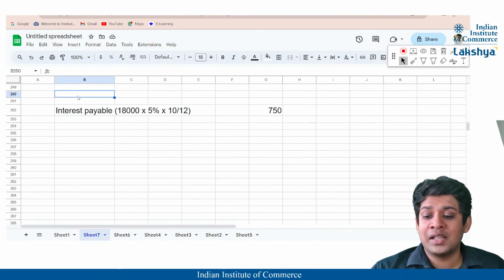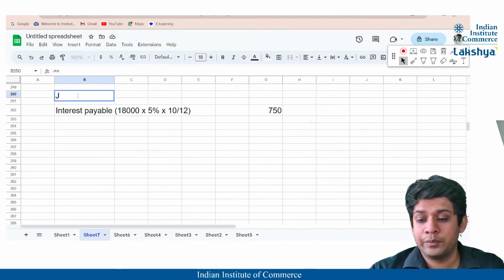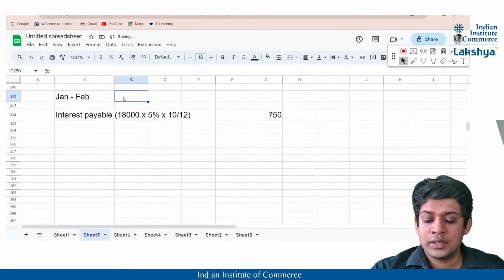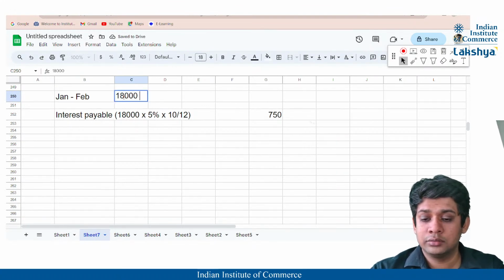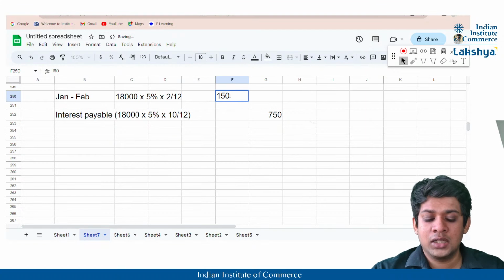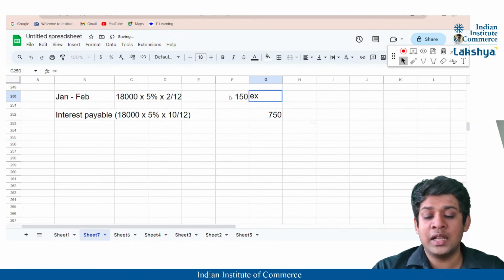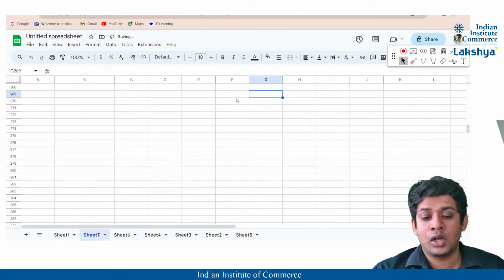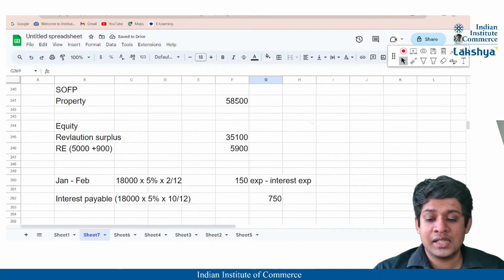Correct? For the first 2 months, that is for January and February, the interest expense that I've paid is 18,000 into 5% into 2 divided by 12, which is nothing but 150. This will not be capitalized. This will directly be expensed as an interest expense within the P&L.